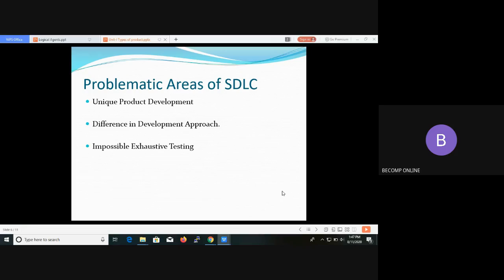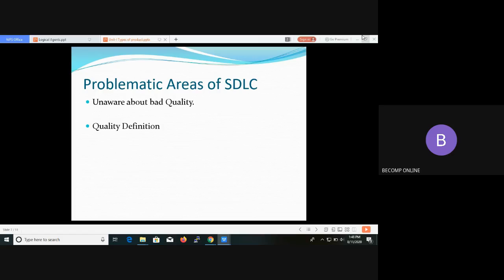And impossible exhaustive testing. Inspection and testing activity is aimed at finding the bugs or flaws from the product and the development processes. Testing of all possible areas in a product is practically impossible, because high cost and time would be required to test all the permutations and combinations. So this is the problematic area of SDLC. We can't test each and every area of the product.